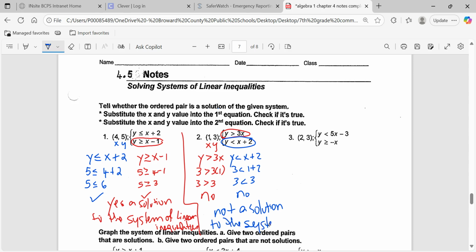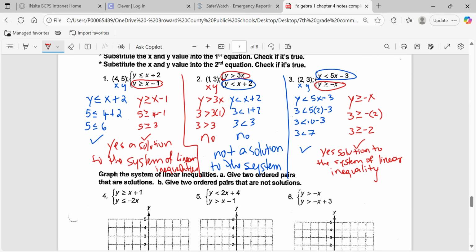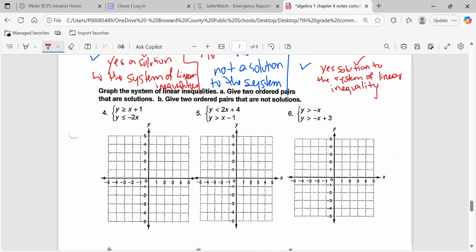Go ahead and pause now, and I want you to try number 3. Pause and try out number 3. Right, so now you would have tested it, and yes, 2, 3 would be a solution to the system of linear inequalities. So now let's learn how to graph those systems.